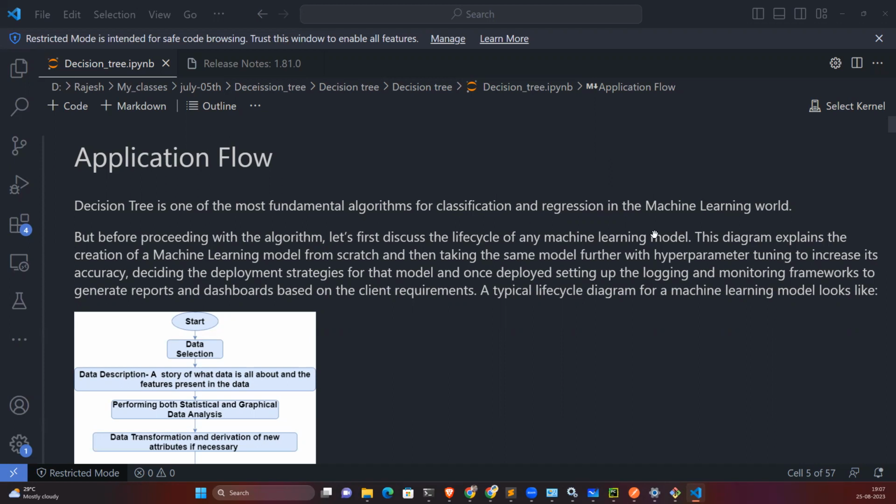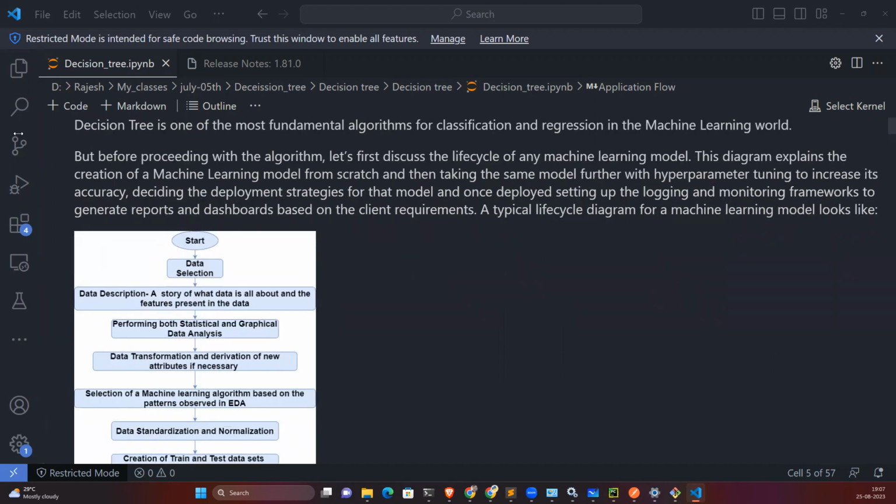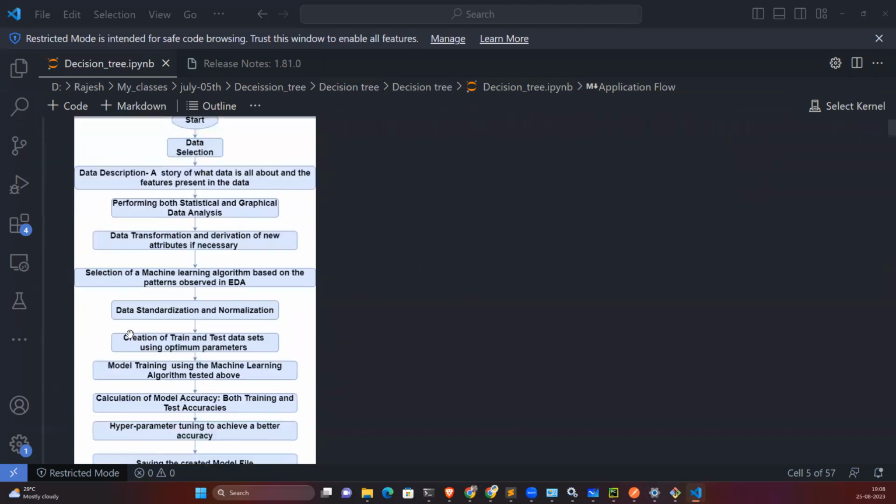Going forward, if you face any problem or have any questions, feel free to unmute yourself and ask. But before proceeding with the algorithm, let's first discuss the life cycle of a machine learning model. This diagram explains the creation of a machine learning model from scratch, and then taking the same model further with hyperparameter tuning to increase its accuracy, and deciding the deployment strategy. You can see this same strategy we have learned in linear regression and logistic regression as well.